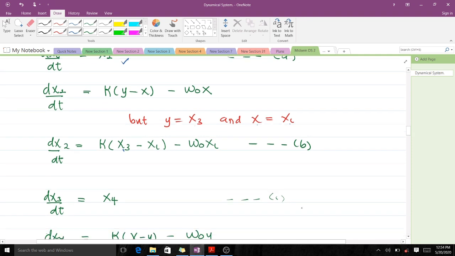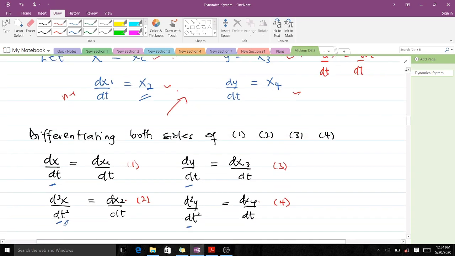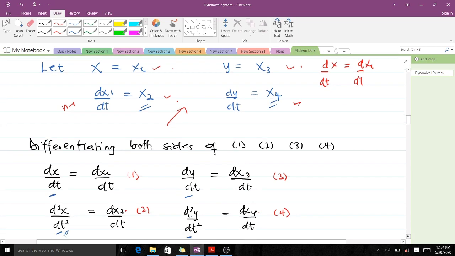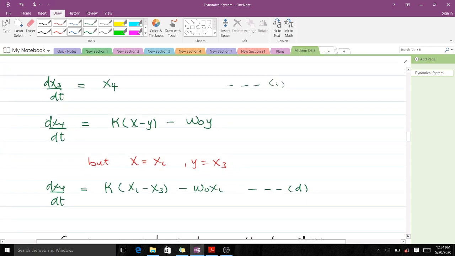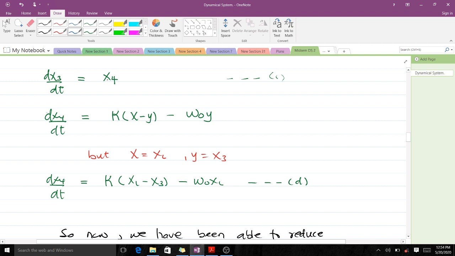Then equation 3, we had dx3/dt equals, let me come up for you to see, dy/dt. But note that dy/dt here is equal to x4. That's the reason why in equation C, we have dx3/dt equals x4. And in the last equation, let's name it equation D, realize that dx4/dt is equal to d squared y over dt squared. When you make that the subject, you are going to get this here. But x equals x1 and y equals x3. So making that substitution, we end up with this equation here.